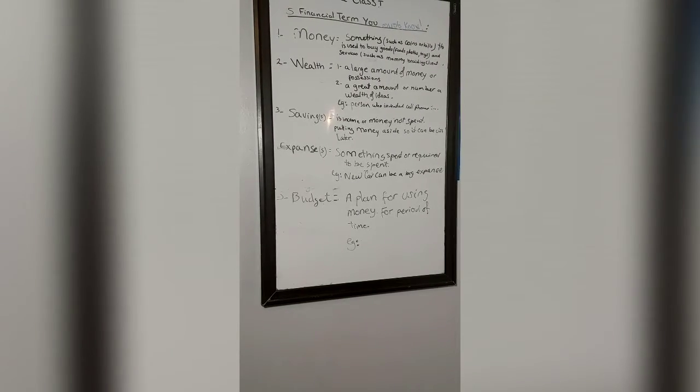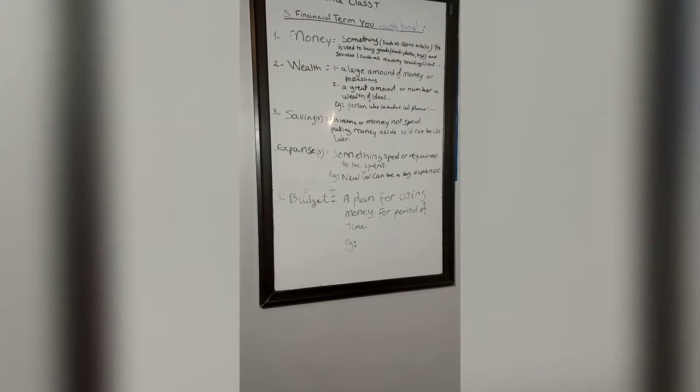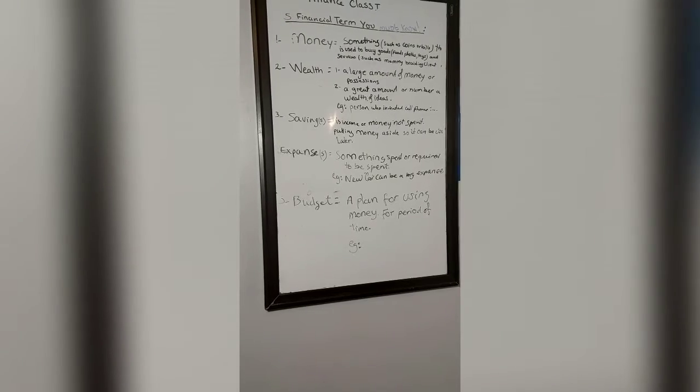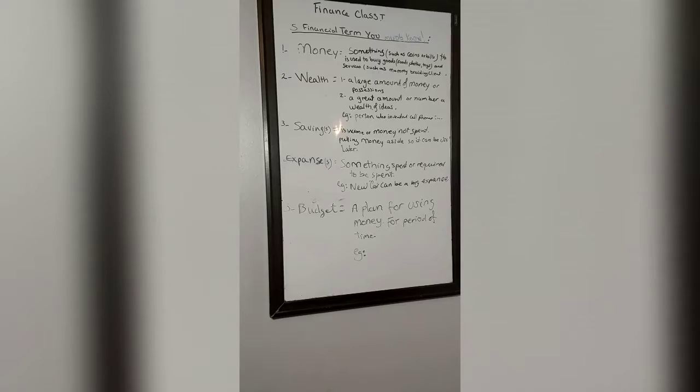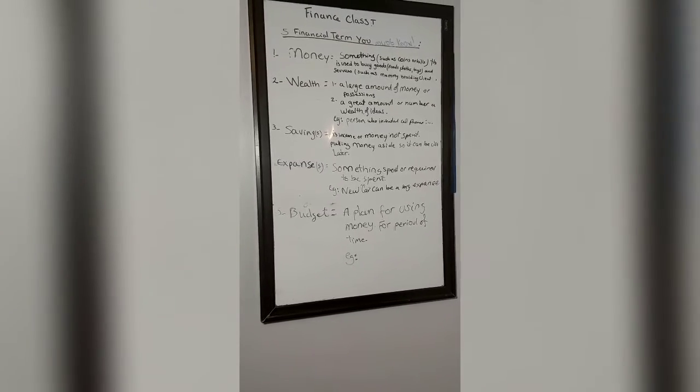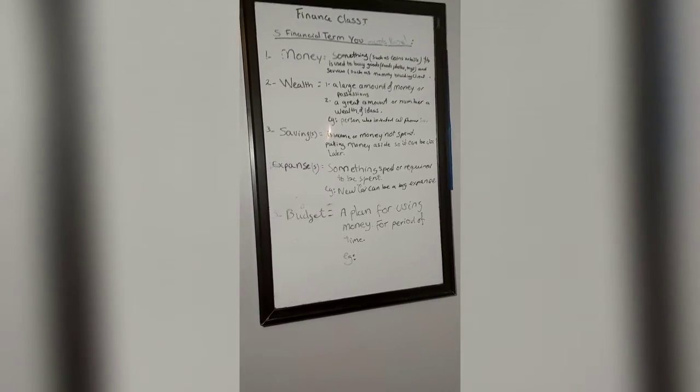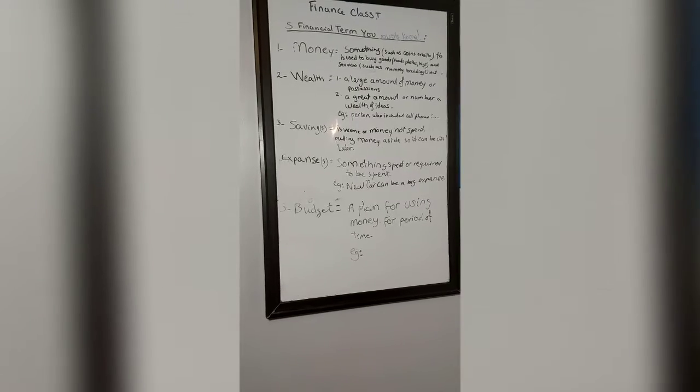So where can you have a savings? Give me an example of a place you could have a savings. Your piggy bank? Yes, your piggy bank. That's good. And what else? A bank account. Good job. Okay. So what about expense?